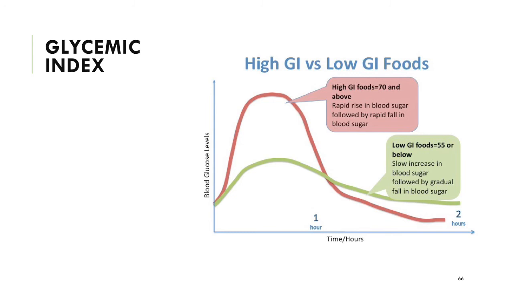But for low GI food, 55 or below, even though it contains the same amount of carbohydrate, the increase in the blood sugar is slower. So the increase is slow and low, followed by a gradual fall in the blood sugar. You can see from the green graph over there, that's the difference between a high GI and a low GI food.